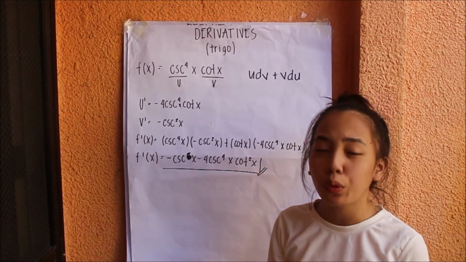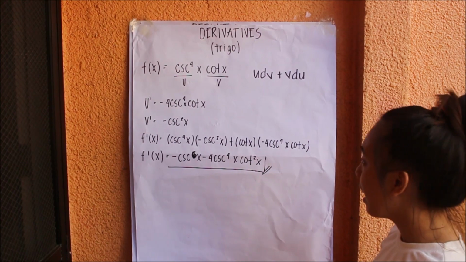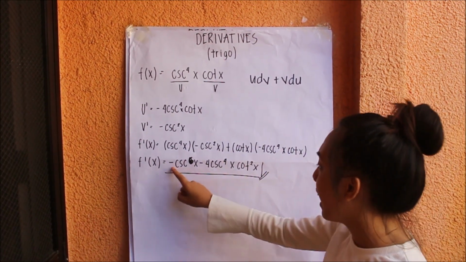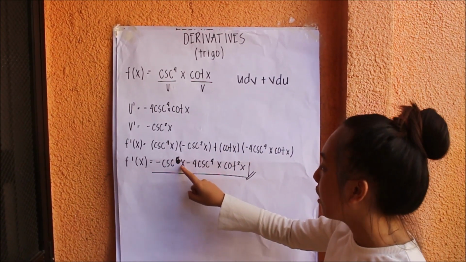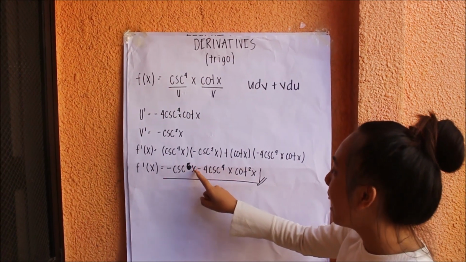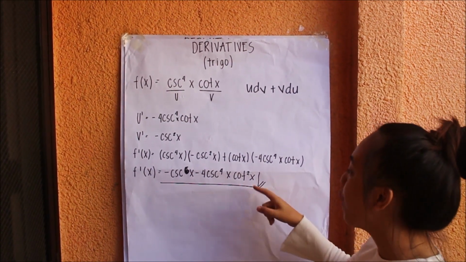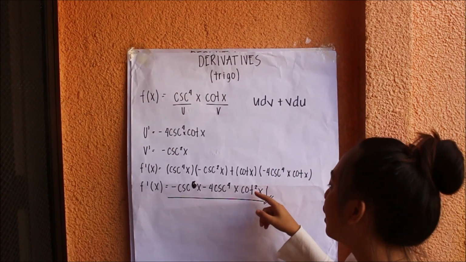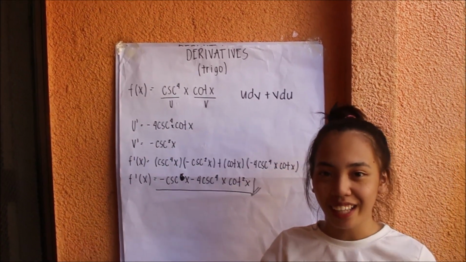After that, we have to add the like terms. So we have negative cosecant to the power of 6x, negative 4 cosecant to the power of 4x, and cotangent squared x. That is now the answer.